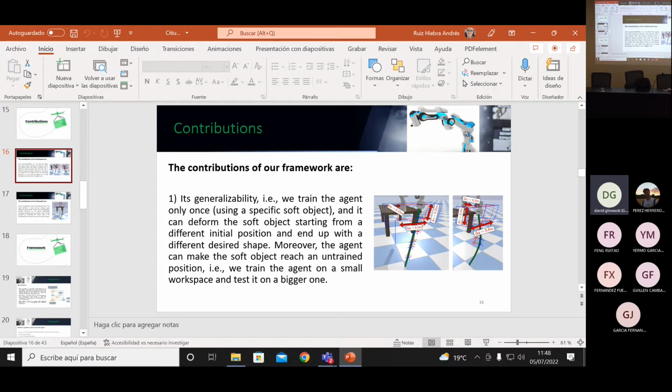I have another question, which is, you show these videos of the robot bending the foam. If you tried it, are you able to achieve the task?